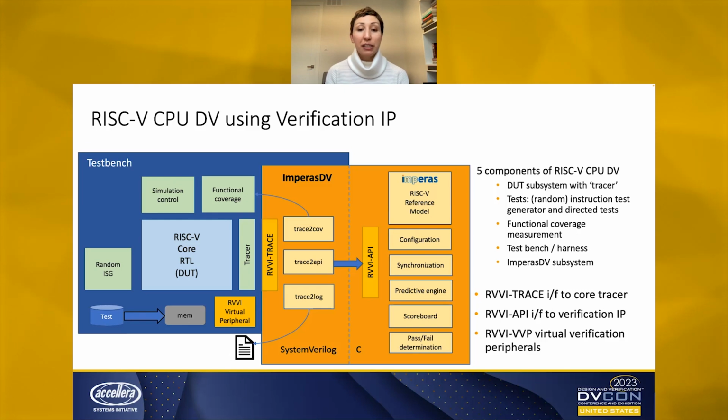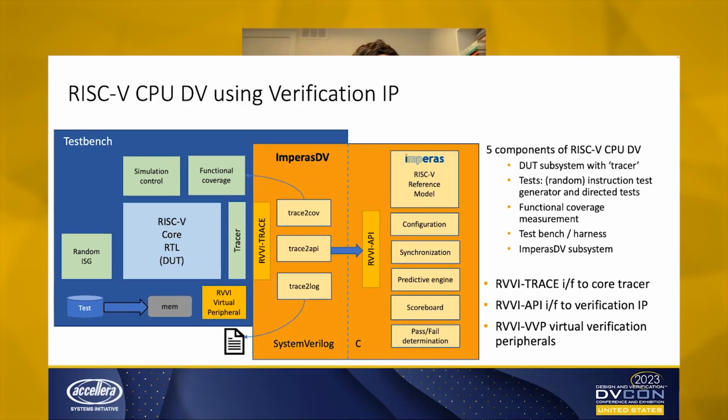And to use Imperas DV, OpenHW only needs to develop and connect the tracer. The comparison and checking is done by the verification IP, which has simplified the verification task.